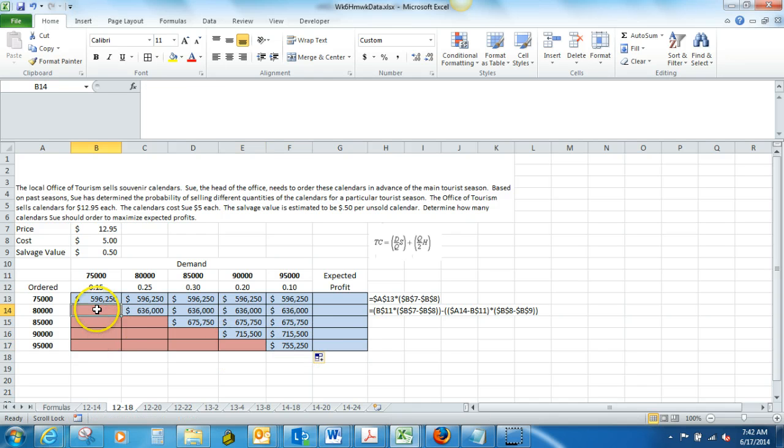Okay. And now we're going to put in our second formula here over in the pink. Now, the pink is telling you all of the areas where you're going to have a salvage value. So in other words, you are ordering more than your demand. So you've placed an order for 80,000, but your demand was only 75,000. So therefore, you're going to have excess product left over, which you're going to then have to salvage. So we're going to have to answer for that additional amount.